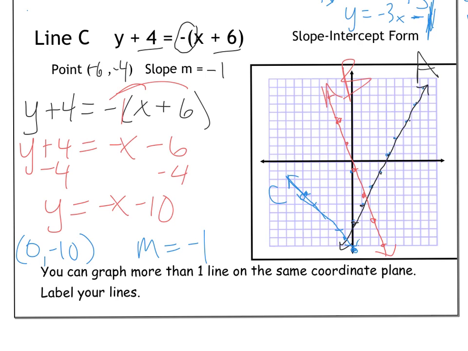Okay, so again, you can graph more than one. Just label them on that same paper. And that is graphing in point slope form. Two options. Pick which one you like the best.